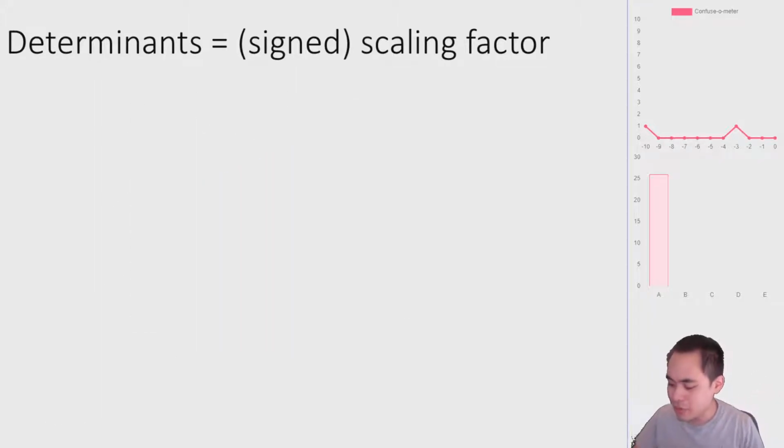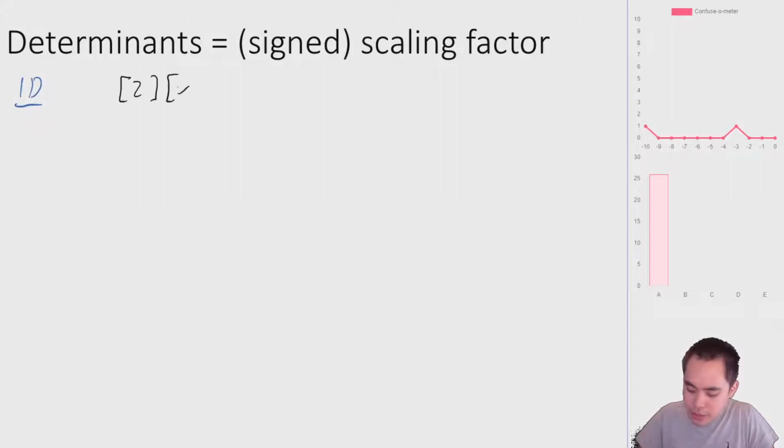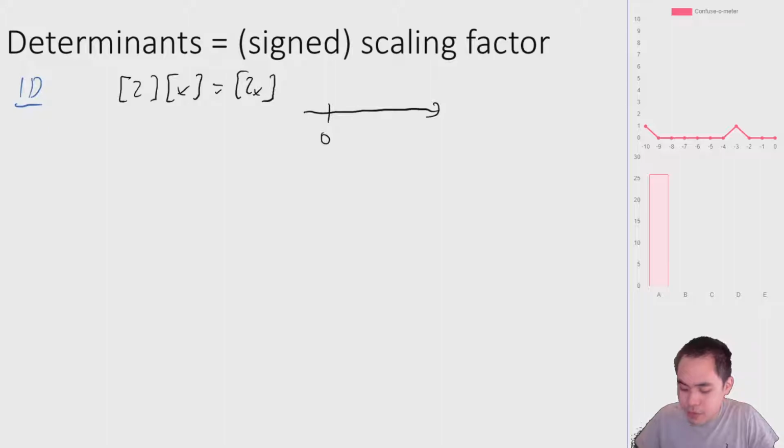Sorry, I need to draw on this. So in 1D, because this is easier to understand, when you have, say, 2 times x, this is equal to 2x. And what this means is that if you start with a line of length 1, just because it's easier to understand, that's going to turn into a line of length 2, because you're scaling things up by a factor of 2.